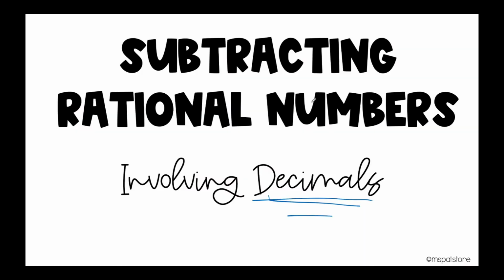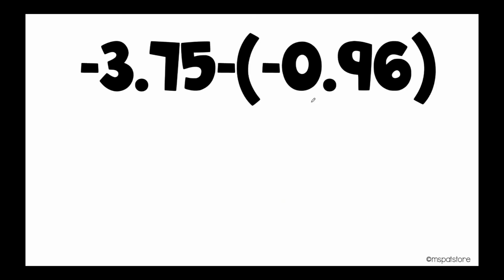In this video, we are going to be subtracting rational numbers involving decimals. So let's take a look at this first example. We have negative 3 and 75 hundredths minus negative 0 and 96 hundredths. So let's write the first decimal, that is negative 3 and 75 hundredths. Remember, you need to add the opposite of the second number. As the second number is negative, the opposite is positive 0 and 96 hundredths.